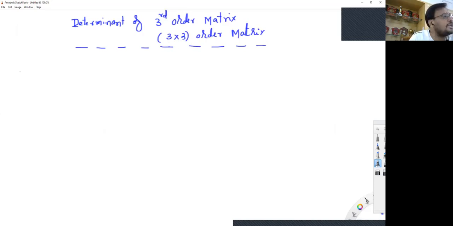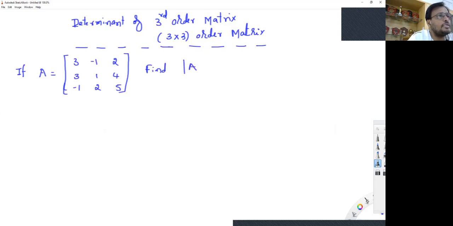I'll start with the example directly. If A is equal to, it is a square matrix only, suppose 3, minus 1, 2, 3, 1, 4, minus 1, 2, and 5. This is the A matrix, and we have to find the determinant of A.